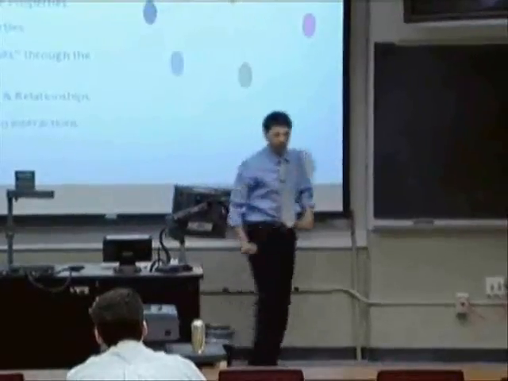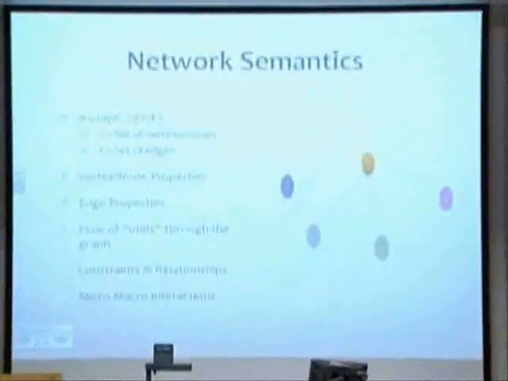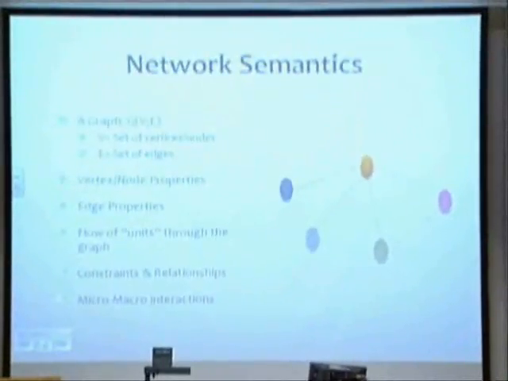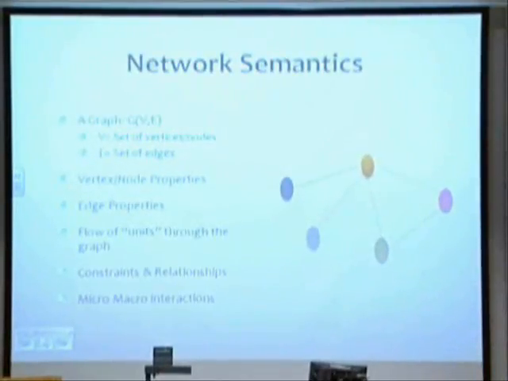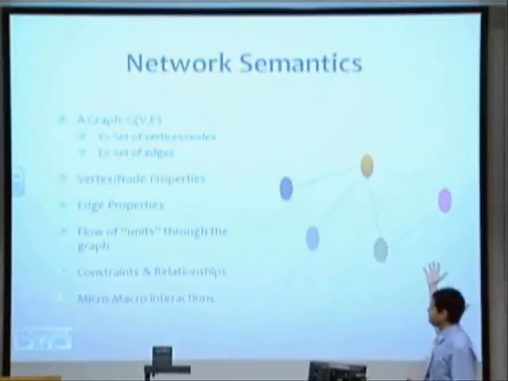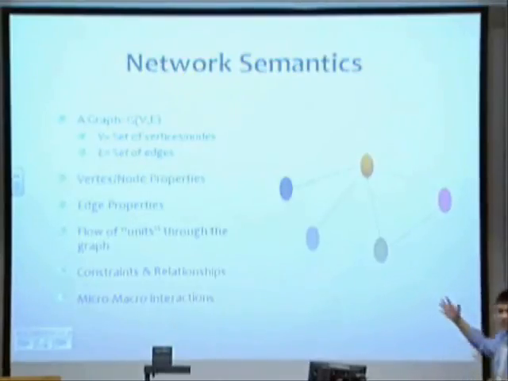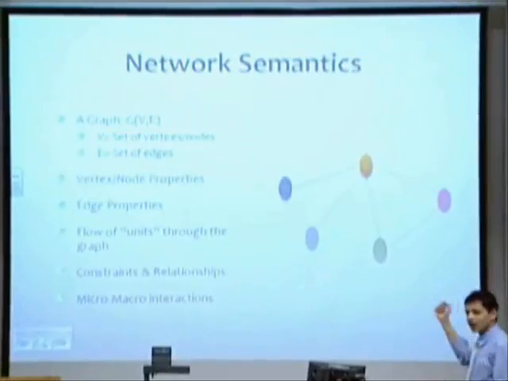So what the suggestion is, and what we're now using for a lot of our research, is network semantics. We use the idea of a graph. Graph theory is a very useful paradigm for representing fairly complex information. And for those of you who are not necessarily interested in the mathematical details, really all you have is a set of vertices, a set of edges, and the vertices and nodes have properties, as do the edges. And you can also think of flow within this graph.